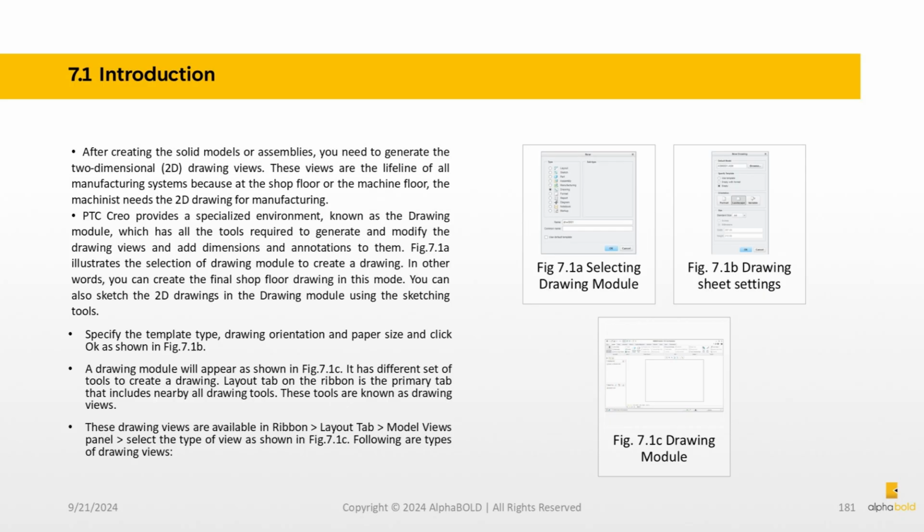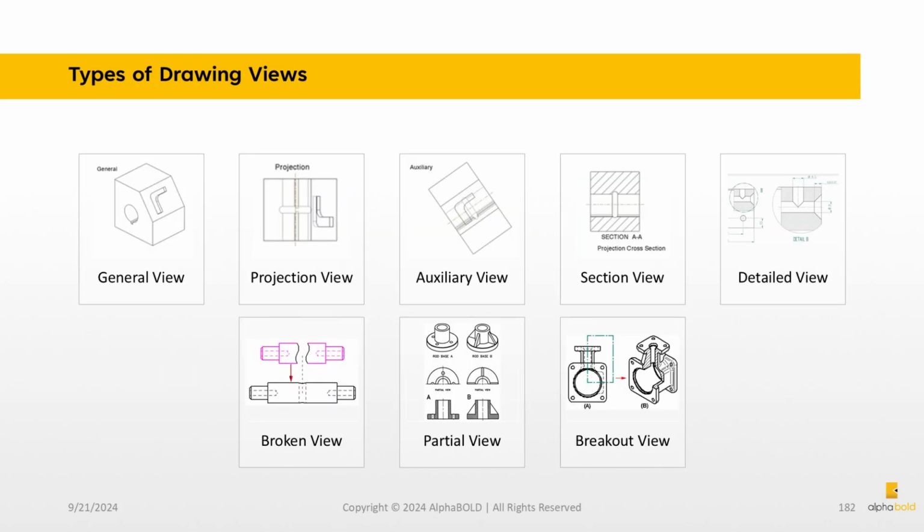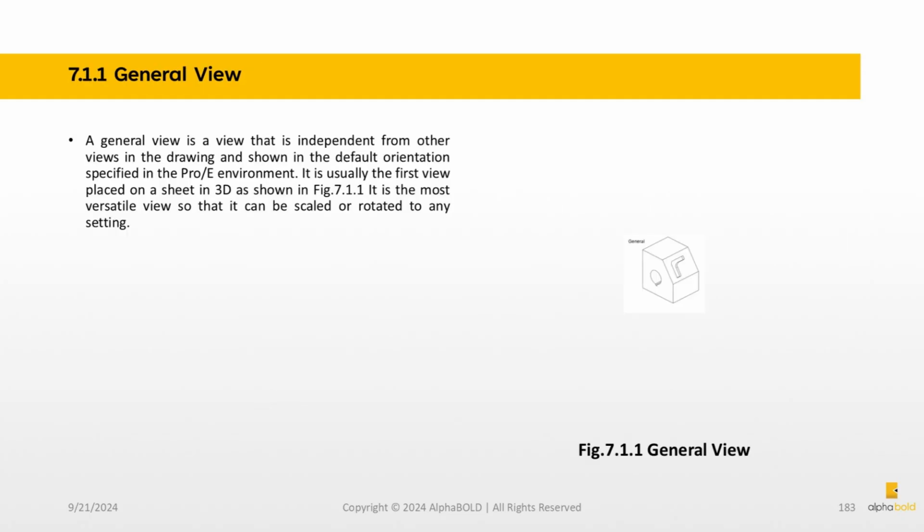Select the type of view. Following are the types of drawing views. The various types of drawing views are General View, Projection View, Auxiliary View, Section View, Detail View, Broken View, Partial View, and Breakout View.